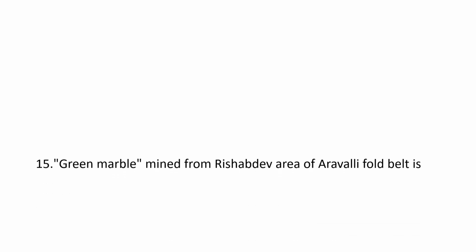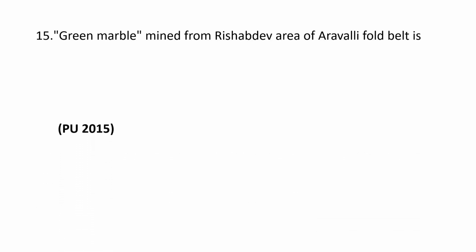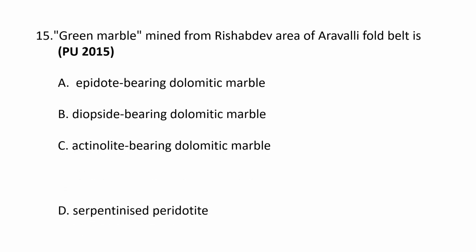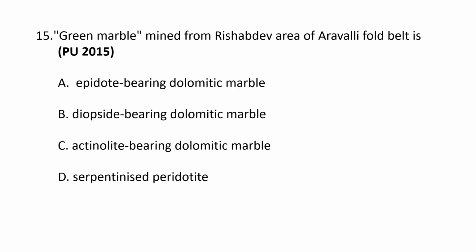Next question. Green marble mined from Rishabdev area of Aravali fold belt is A. Epidote bearing dolomitic marble, B. Diopside bearing dolomitic marble, C. Actinolite bearing dolomitic marble, D. Serpentinized peridotite. So the correct option is A.